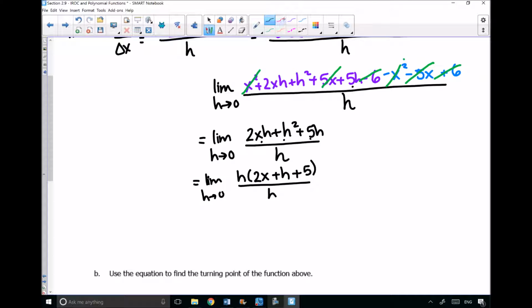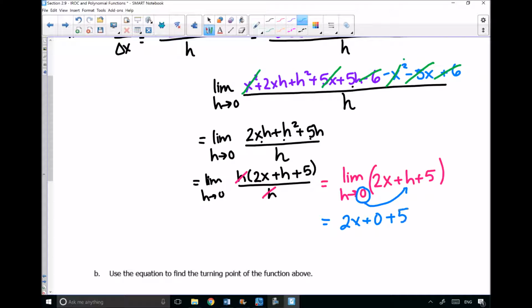Well, my h's can cancel out. I have no h's left over. So I've got the limit as h approaches 0 of 2x plus h plus 5. Well, once I look at that, I don't have to worry about dividing by 0. I can plug 0 in right here for this h. So this 0 can go in for this h. So I end up getting 2x plus 0 plus 5, or just 2x plus 5.